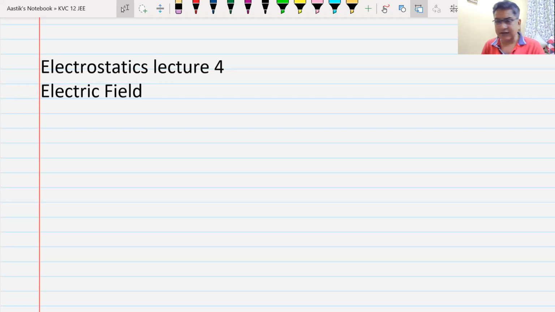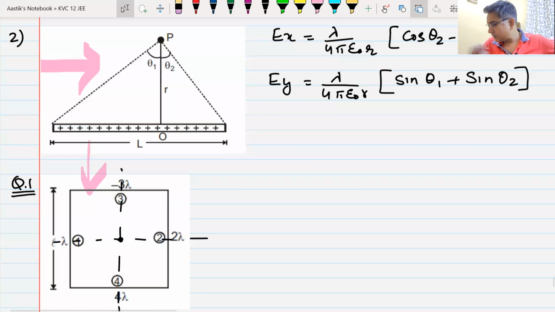And in the previous class, we had seen the electric field due to a line charge. Do we remember this? We had seen the formula, and then I had given you a question to solve. This was the question. We had minus lambda, minus 3 lambda, 2 lambda, and 4 lambda charges. And we had to find out the electric field due to this distribution at the center of the square.